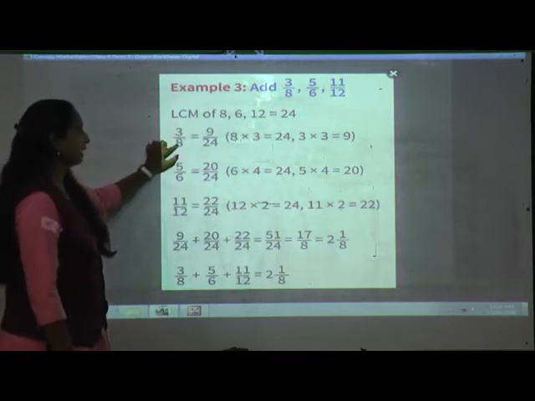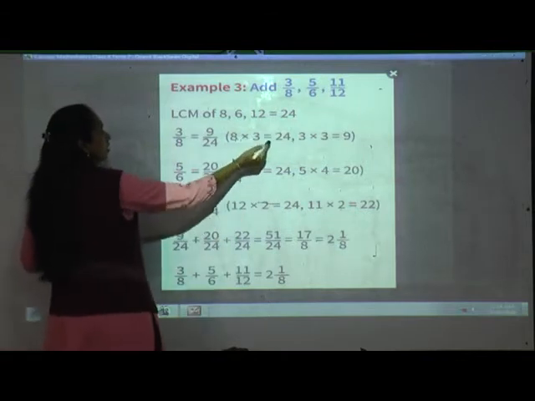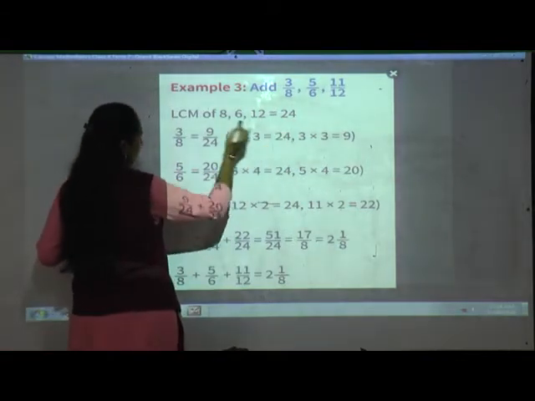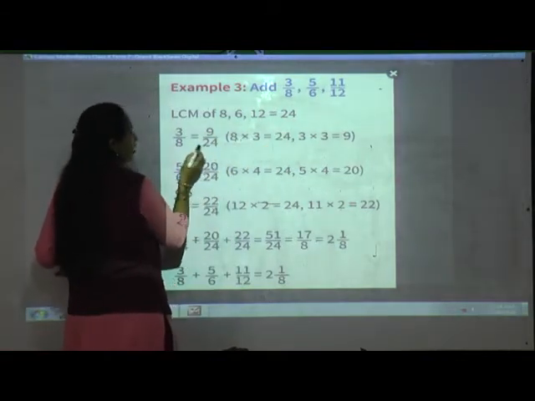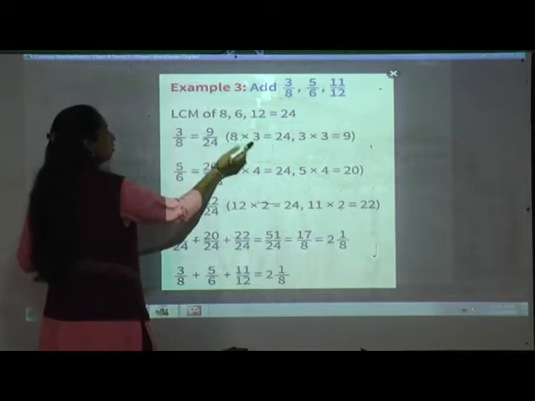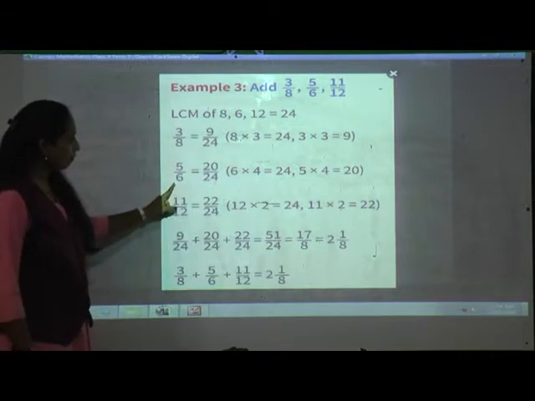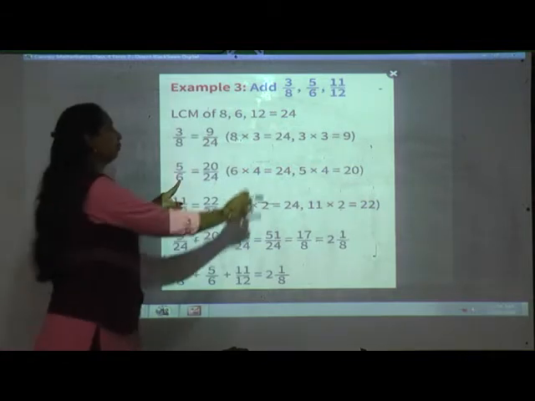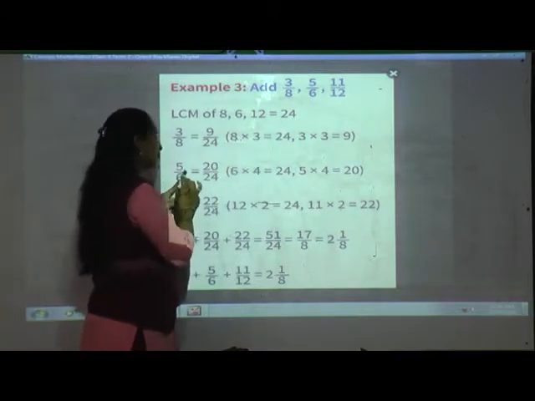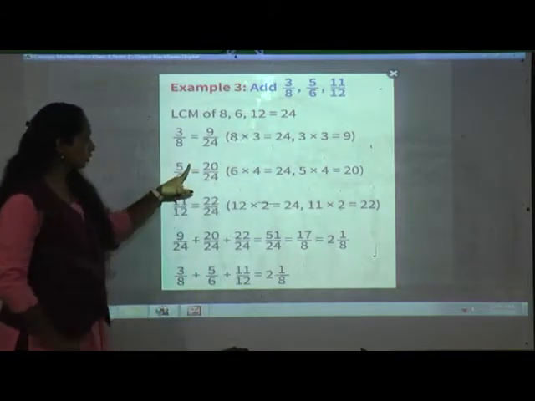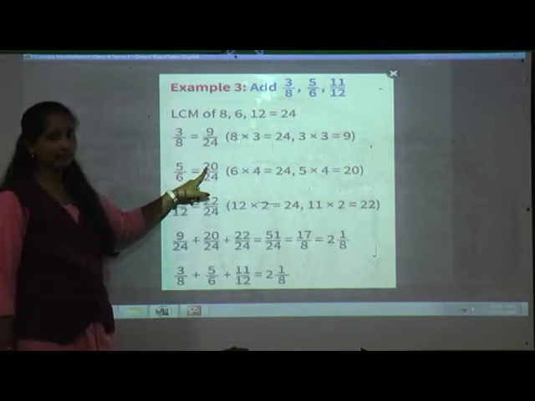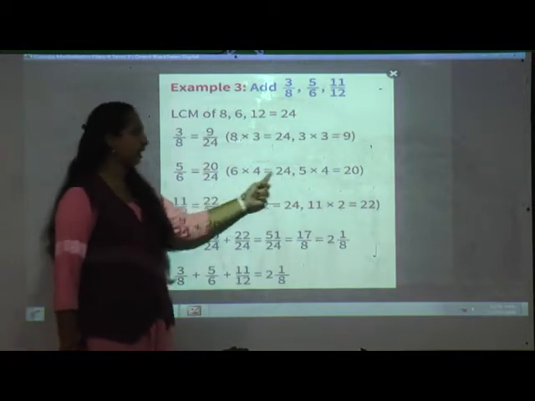3 upon 8: 24 is the LCM, so that should come in the place of the denominator. 8 3s are 24, so 3 3s are 9. Now 5 upon 6. In the denominator what should come? 24. 6 4s are 24, so here also 5 4s are 20. They have written it in short and given it in the bracket.